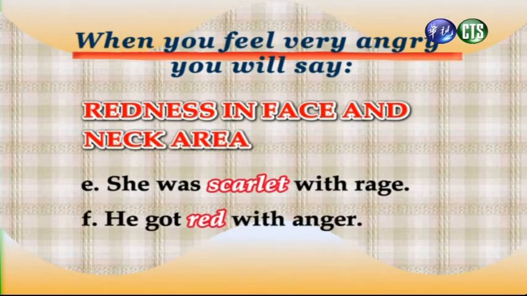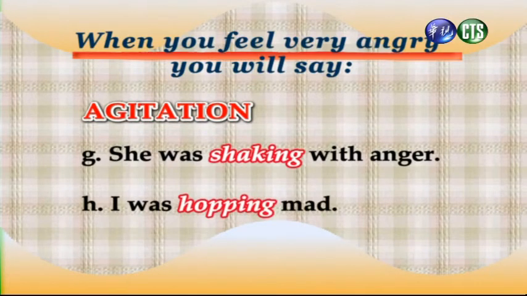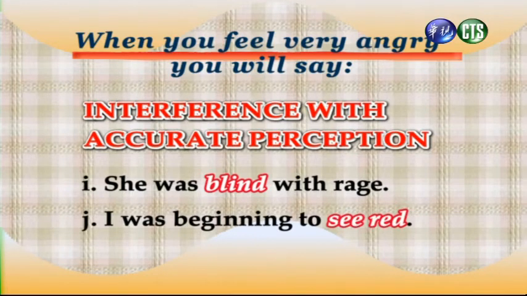Right, and then let's take another one with agitation. So we have these sentences here: "She was shaking with anger, and I was hopping mad." And then finally, we can say that being angry interferes with your accurate perception, such as "She was blind with rage," or "I was beginning to see red."